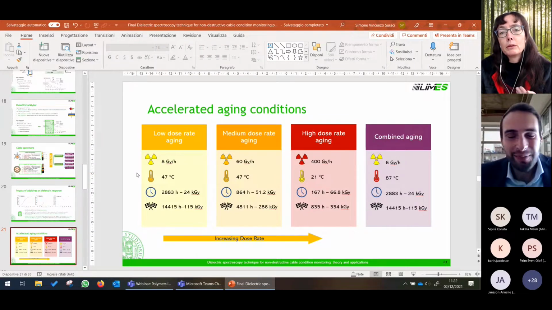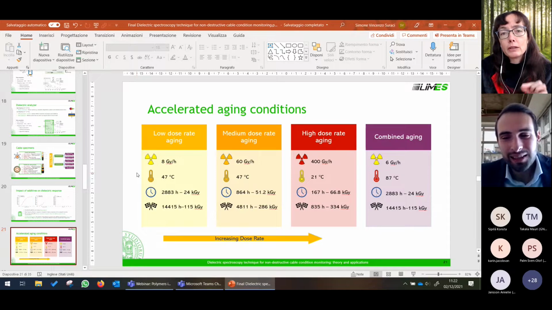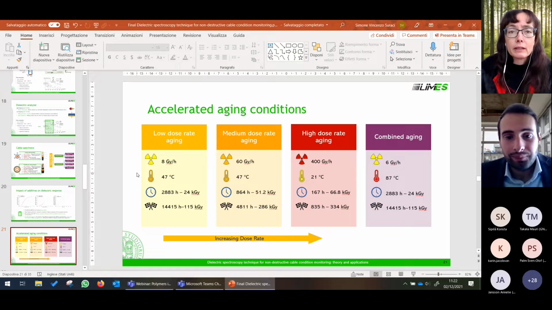with very long aging times, like 40 years. But would it be a good idea to compare a stored cable with a cable that has been in service? Yeah, sure. It is usually very difficult to find decommissioned cables.